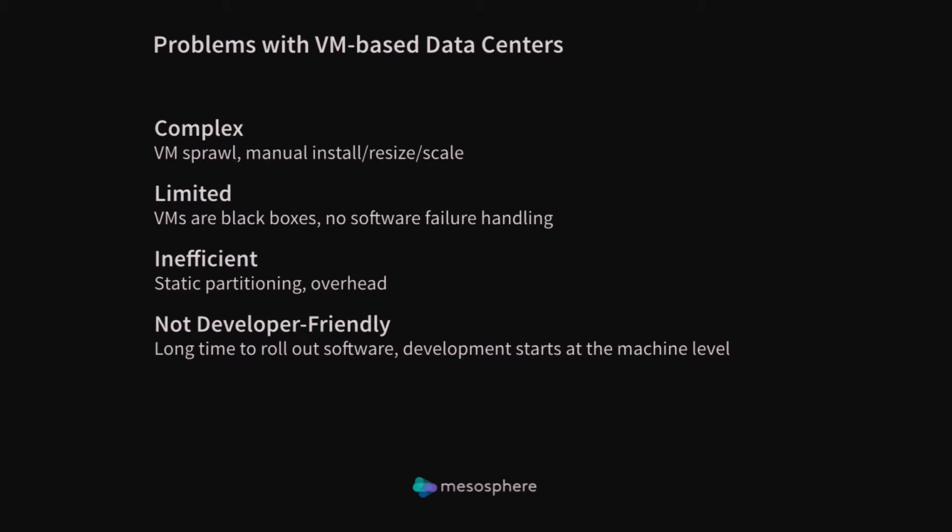And lastly, and I think that's a very important point, VMs are not a very developer-friendly abstraction. When we build a distributed system, we have to start at the machine level. We have to take multiple VMs and kind of tie them together. And that's not great. It would be nicer if we had some more high-level abstraction. And because of all the reasons mentioned earlier, you have this manual process. It takes a really long time to roll out new software.